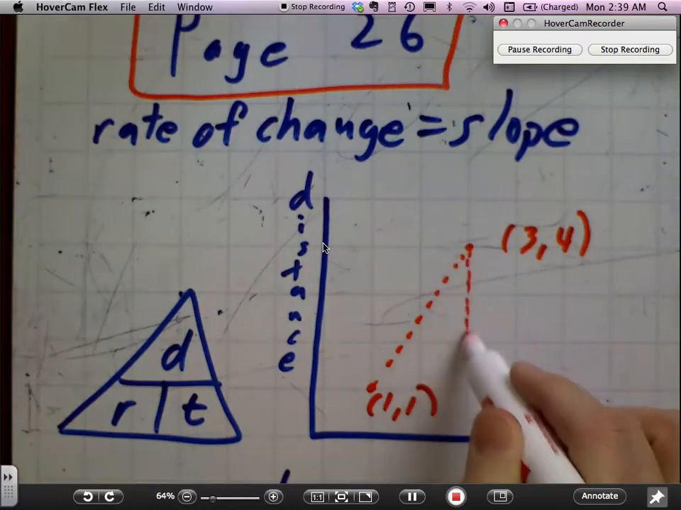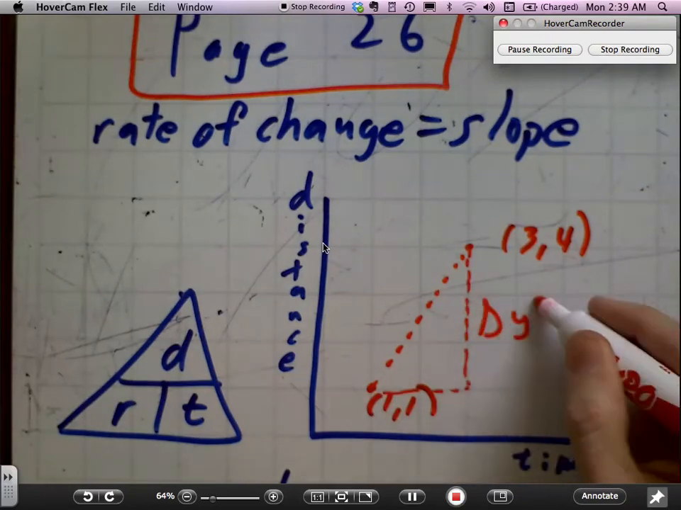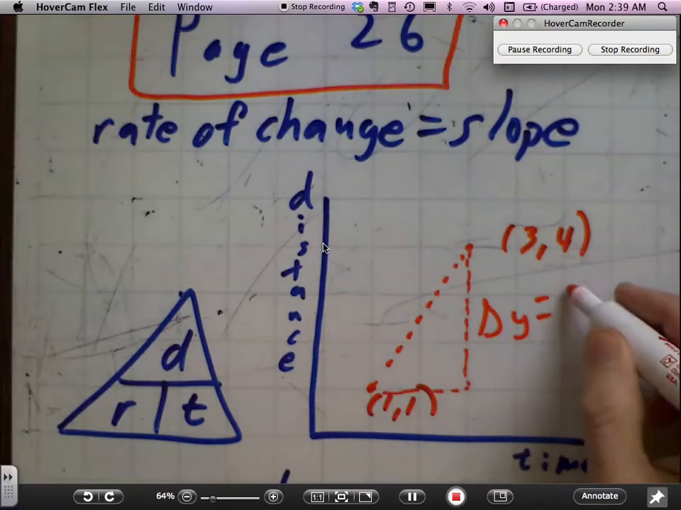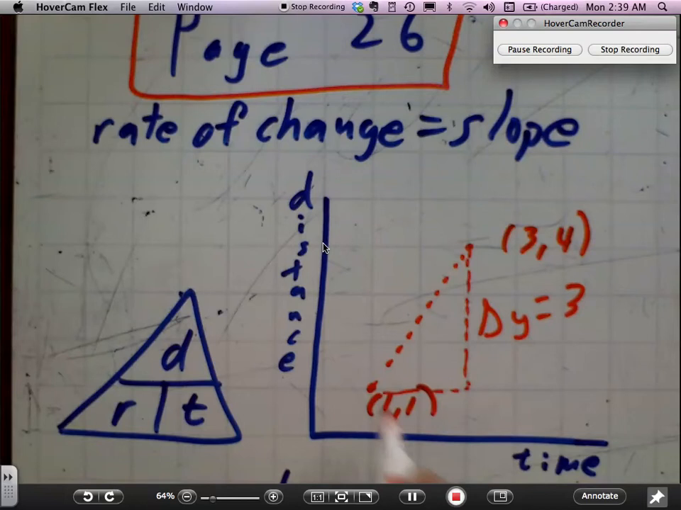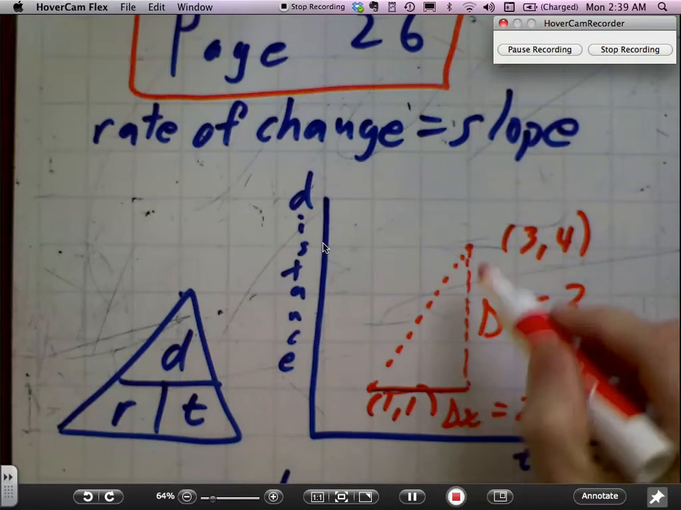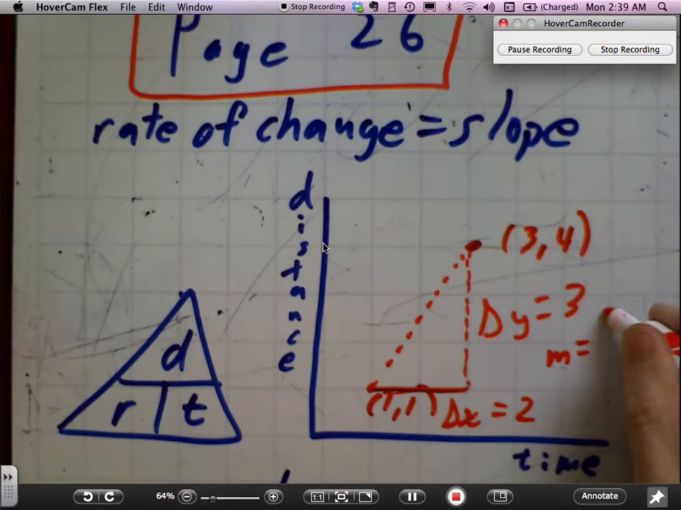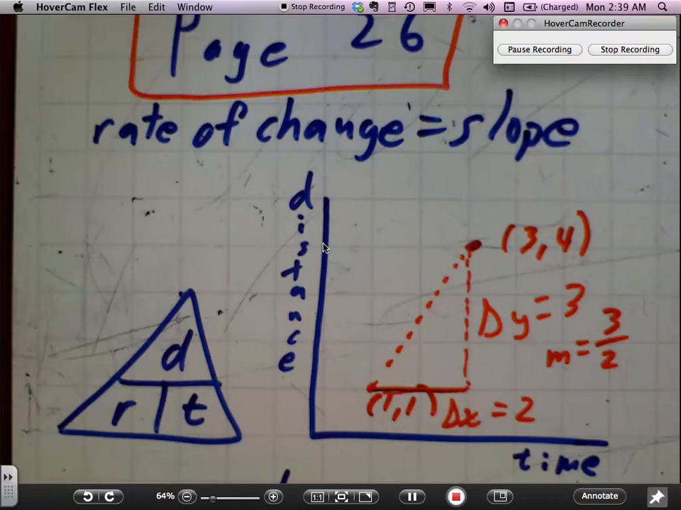Because the change in y, right, this here is the change in y, in this case would be 4 minus 1, or 3. And the change in x on this side is simply 3 minus 1, or 2. So in our example, the slope connecting these 2 points is going to be the change in y divided by the change in x, or 3 over 2. But if you think about it, that slope is simply the rate of change of the distance with respect to time, aka the speed.